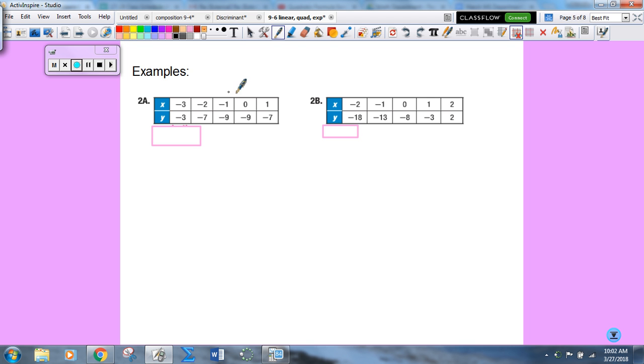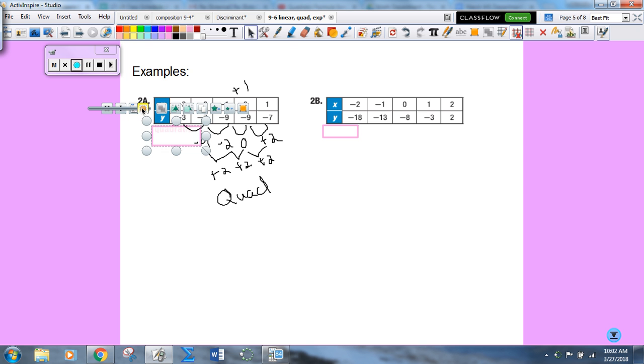So here, x is going up by 1. -3 to -7, I subtract 4. Subtract 2. 0. Add 2. Try second differences. -4 to -2, I add 2. -2 to 0, I add 2. 0 to 2, I add 2. Therefore, it's quadratic. You ready?